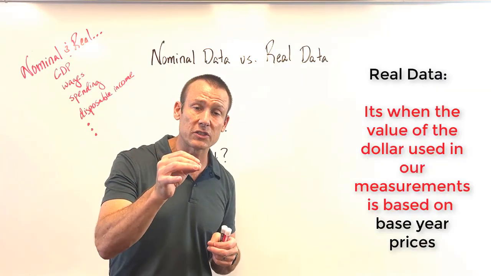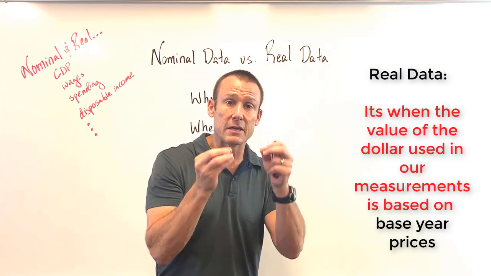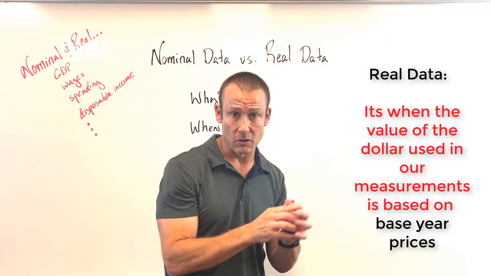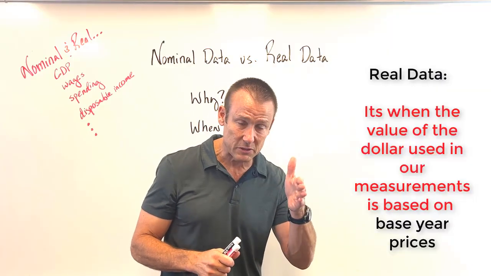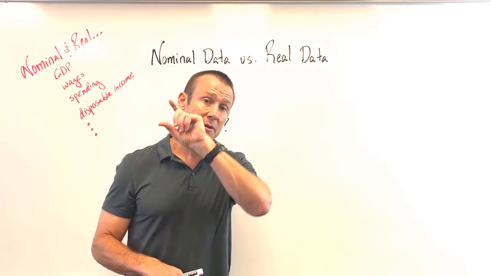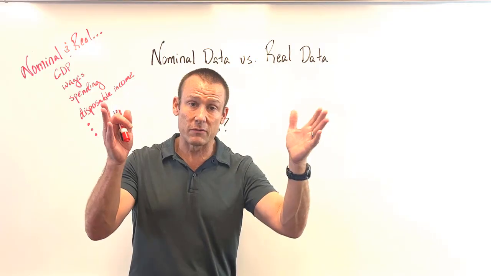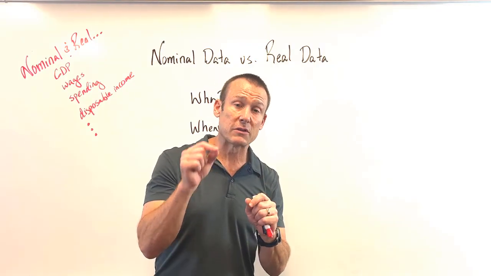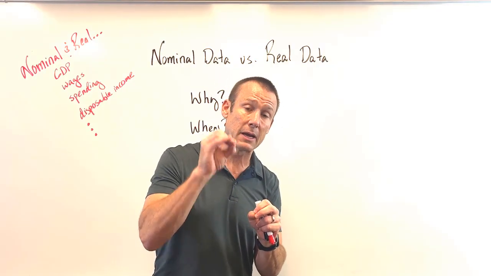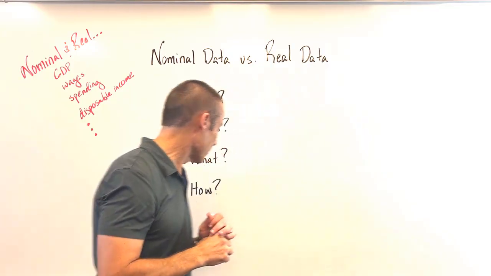We have adjusted the value of the dollars to the value of the dollar in the base year, okay? And again, that's our reference year, that's our specific year. And so anytime we're comparing across time, we want it to be real data, and we want every single year's data to have used a dollar for which the value of those dollars was based on base year prices, that specific year's prices, all right?